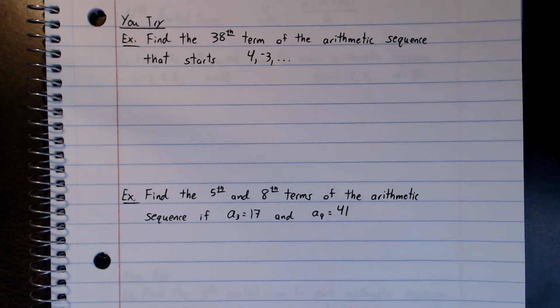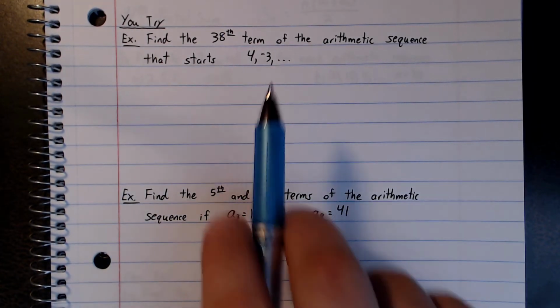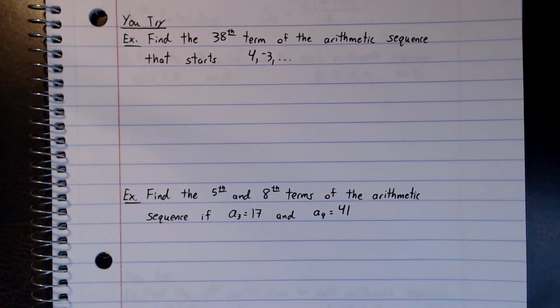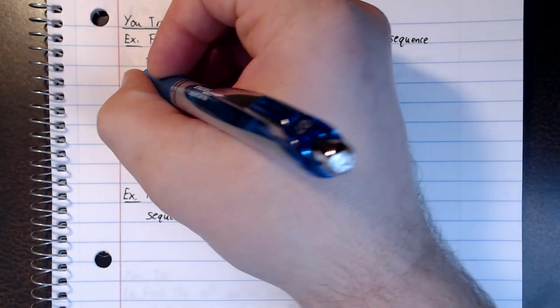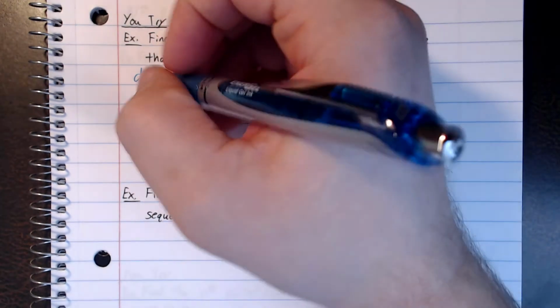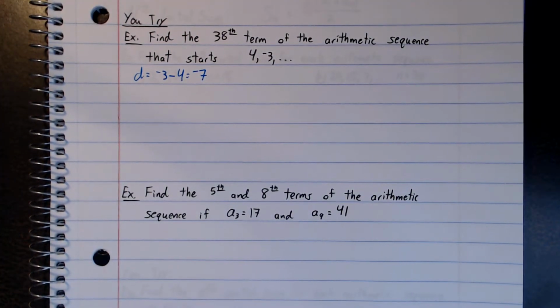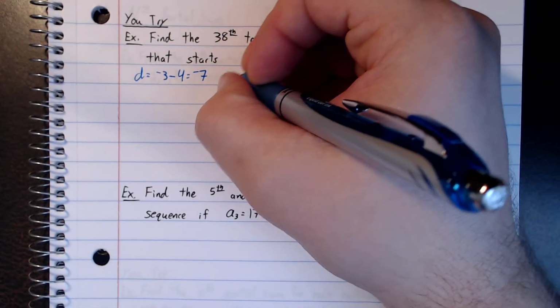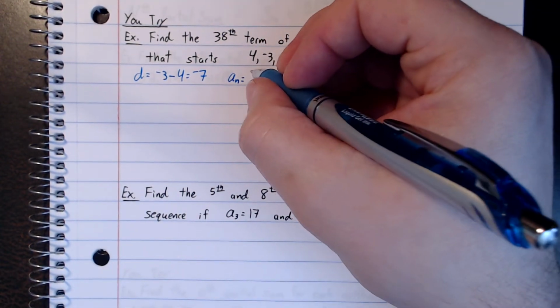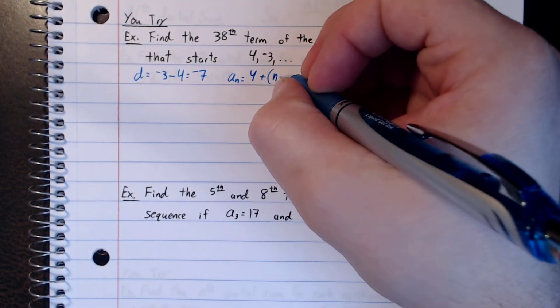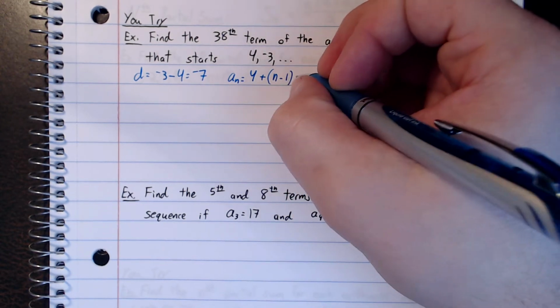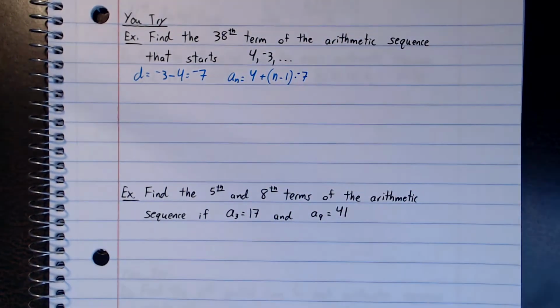All right. So we need to figure out the actual formula first, and we need to figure out the common difference, right? Let's find the common difference first. We're going to take our second term and subtract our first term, and we get a common difference of negative 7. The formula says our first term plus n minus 1 times the common difference, which is negative 7.